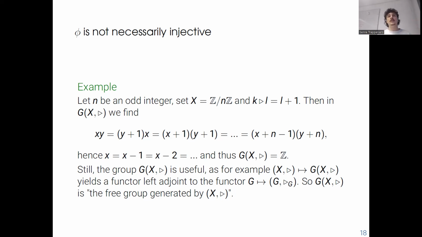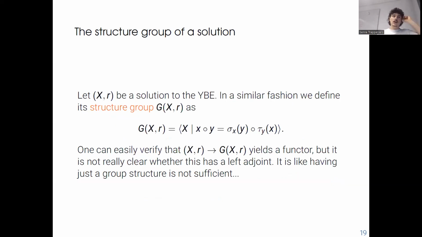Now let's see how we can do a similar thing for solutions of the Yang-Baxter equation. So in exactly the same fashion as before, we start with the solution (X, R), and we add the following relations. So for any x and y, x times y should be equal to this product right here, but recall that this is just the image of the pair xy. This generalizes what we did before for racks.